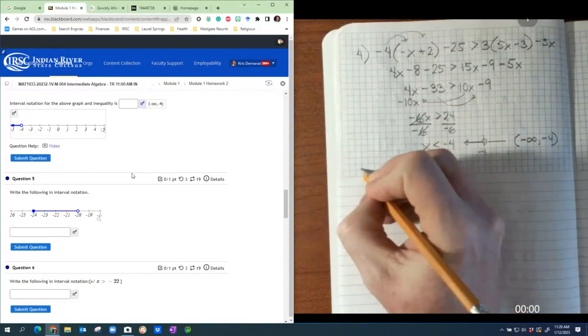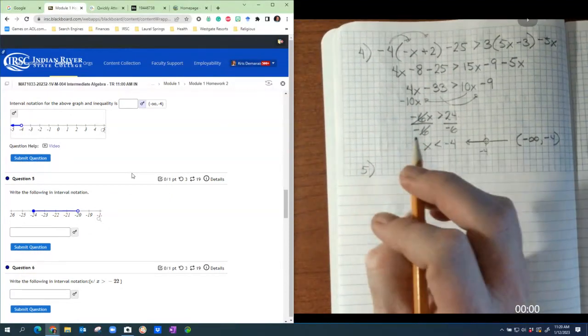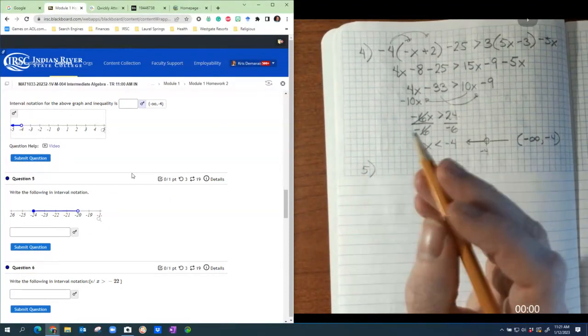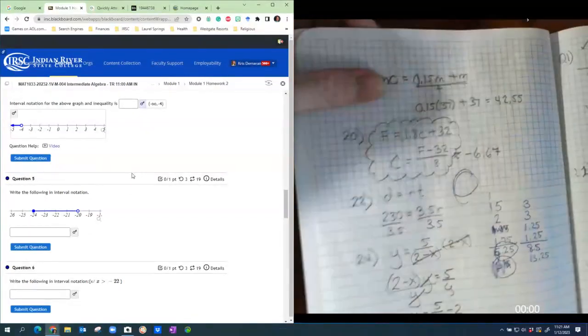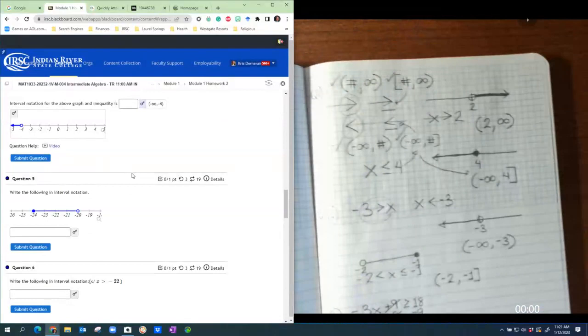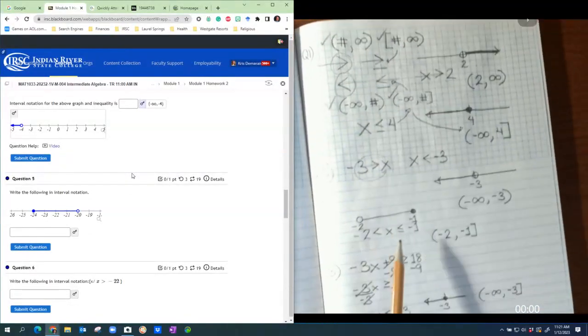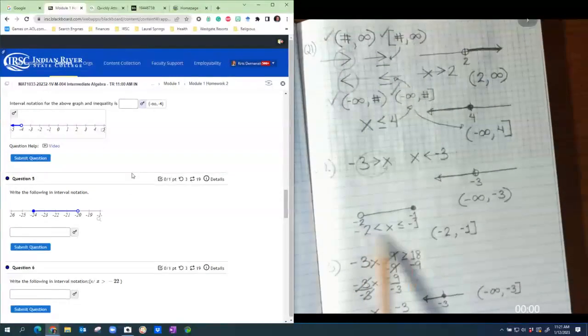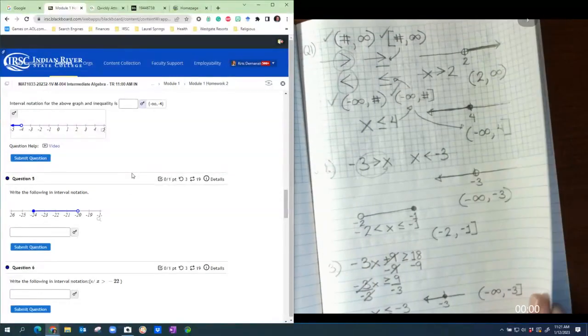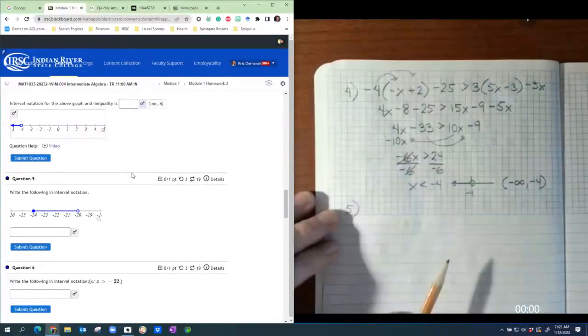Now, number 5 wants you to write an interval notation for that. Well, that kind of models this equation we did over here for number 2. So we're looking for something that looks kind of like this. All right, so we're going to go ahead and do that.